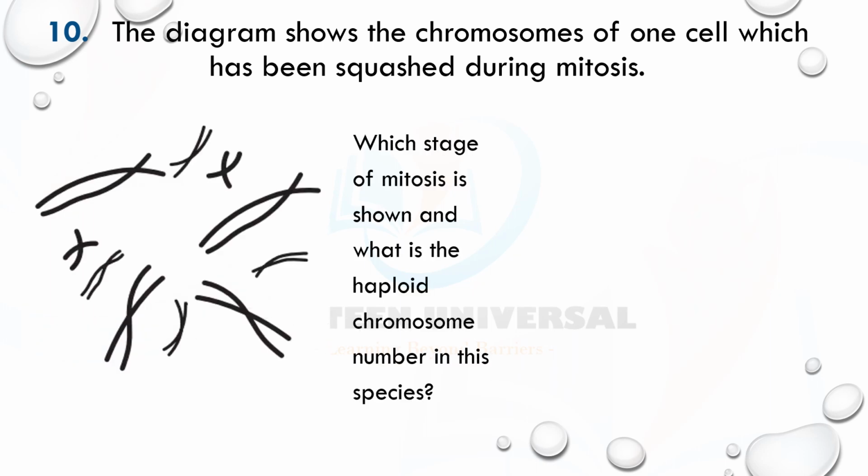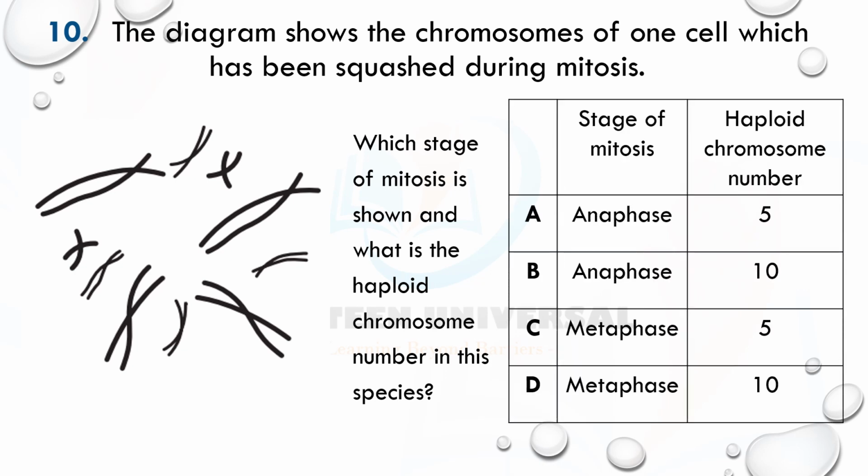All right, the diagram shows the chromosomes of one cell which has been squashed during mitosis. Which stage of mitosis is shown and what is the haploid number of chromosomes? All right, look, they are aligned at the equator. So it is metaphase. Now for the haploid number, if you count 1, 2, 3, 4, 5, 6, 7, 8, 9, 10, that's the diploid. So haploid is 5. Okay? So it's metaphase and haploid is 5.